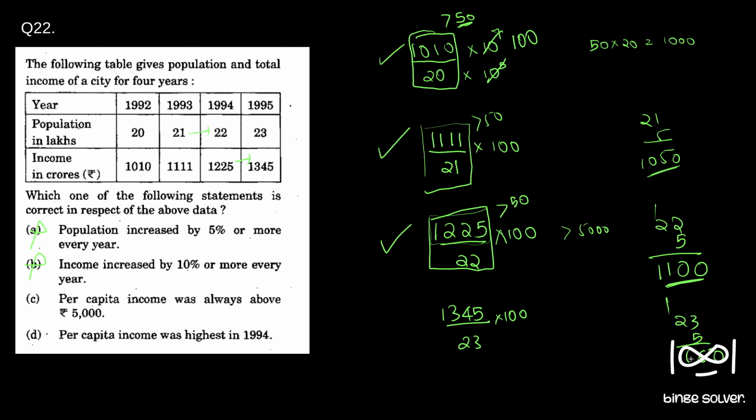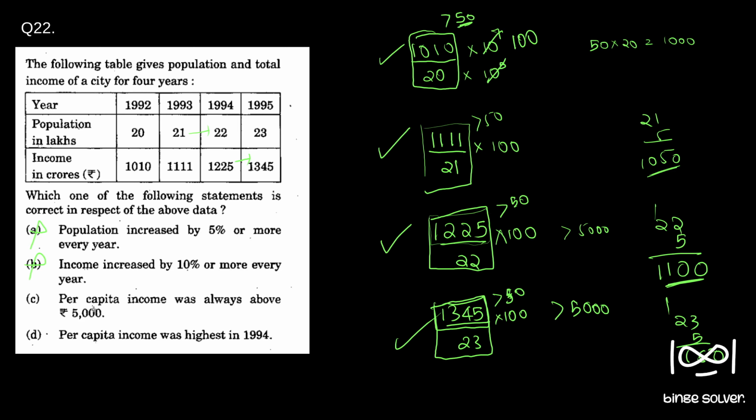It is 1150. So this is greater than 1150. So this whole thing, sorry, this whole thing is greater than 50, and this whole is greater than 5000. So this is also satisfied. So we checked all the 4 cases, everything satisfies.